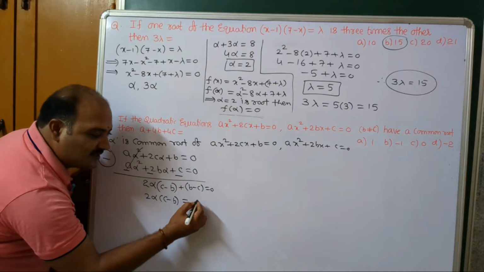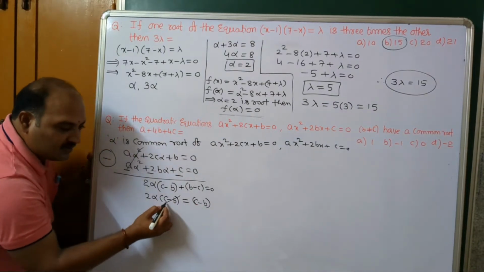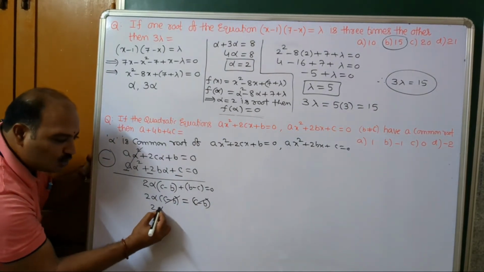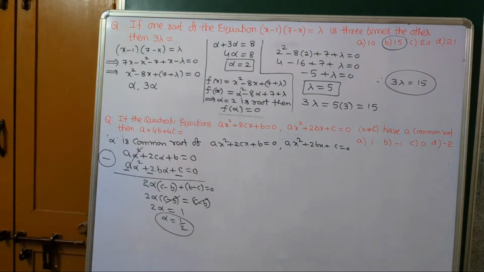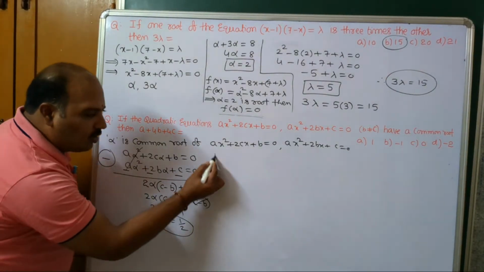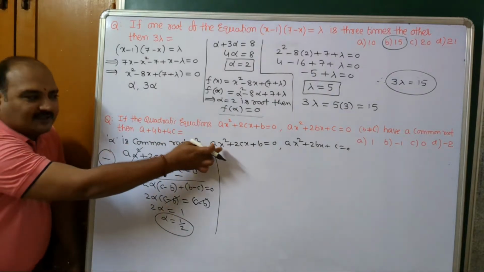We can take that to the other side, and c minus b will come. c minus b gets cancelled. 2 alpha equal to 1. Alpha equal to 1 by 2. Are you able to see? Yes, you are able to. So alpha is equal to 1 by 2; in place of x, substitute alpha.